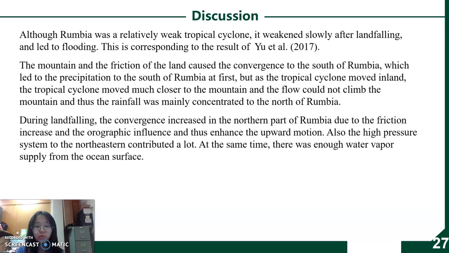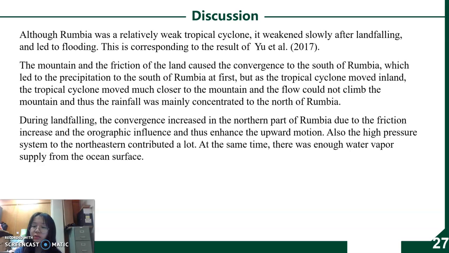But as the tropical cyclone moved inland, the TC moved much closer to the mountain and the flow could not climb the mountain, and thus the rainfall was mainly concentrated to the north of Rambia. During landfalling, the convergence increased in the northern part of Rambia due to the friction increase and orographic influence, and thus enhanced the upward motion. The high pressure system to the northeast also contributed a lot. At this time, there was enough water vapor supply from the ocean surface.